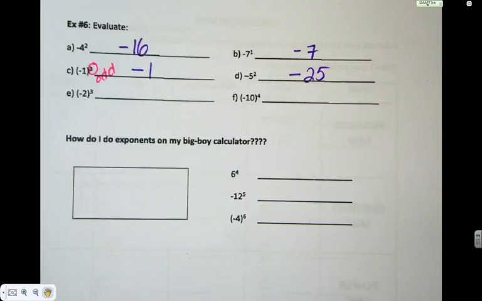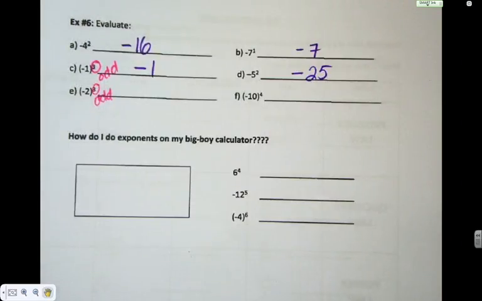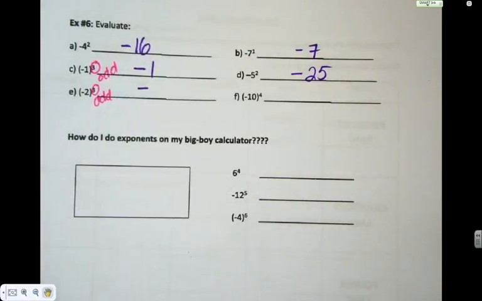Negative 1 or negative 2 cubed. Brackets or no brackets? Brackets. Odd or even exponent? Odd. What does an odd exponent mean if there's brackets? Negative. And then we just need to figure out the number, 2 times 2 times 2. So 2 times 2 times 2, 8.